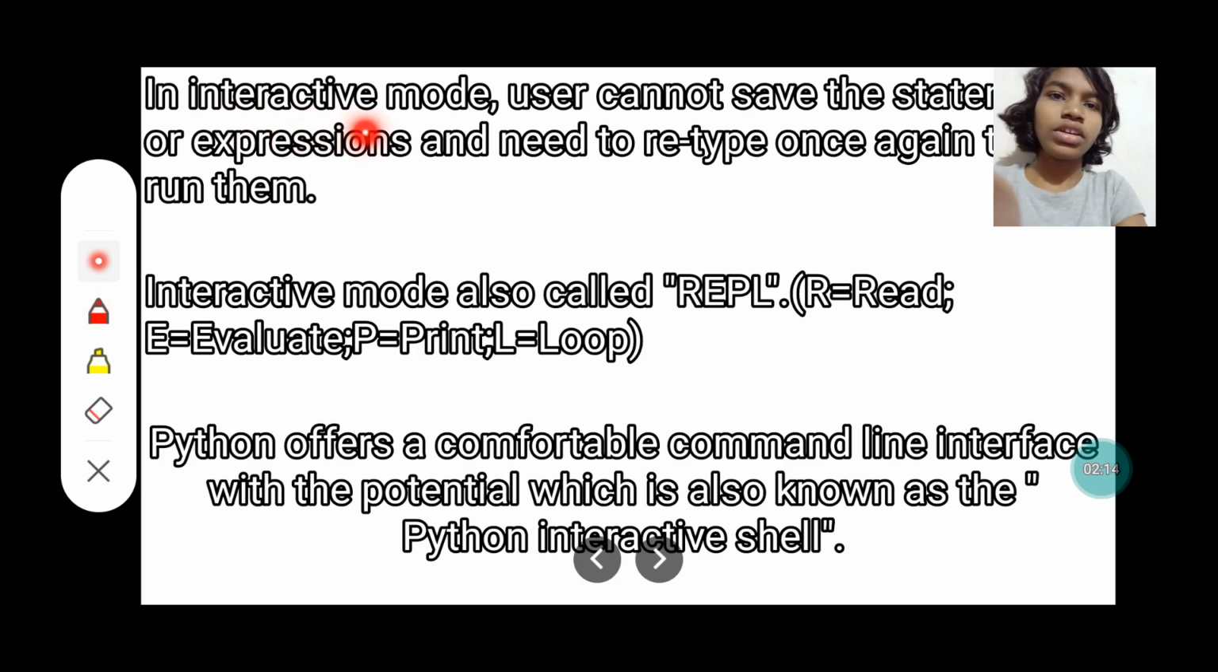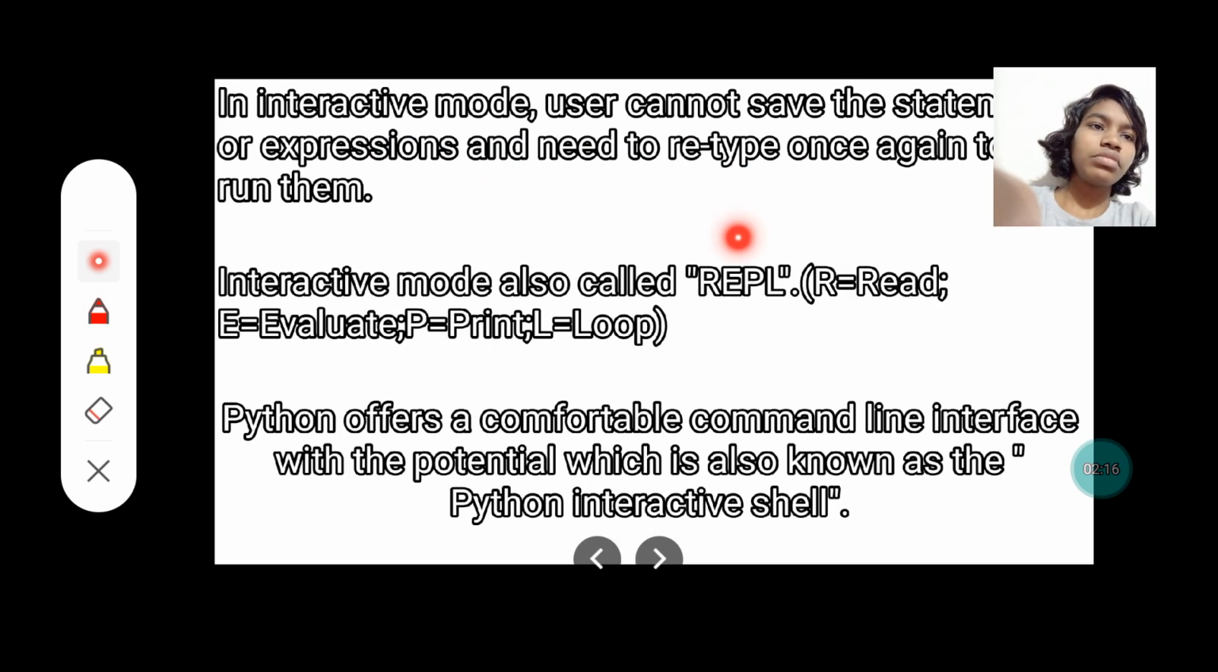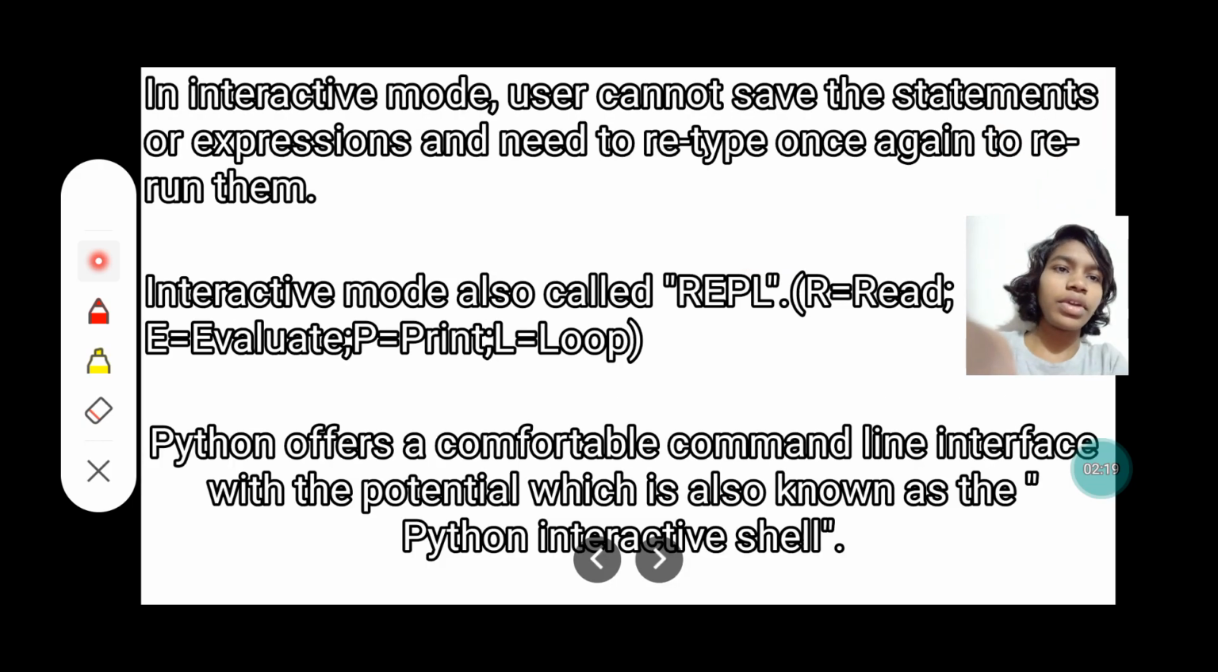As in script mode, we cannot save the statements or expressions in interactive mode. And if we need the same code, then we have to retype once again and rerun the code. Interactive mode is also called REPL, read, evaluate, print loop. Python offers a comfortable command line interface, which is also known as the Python interactive shell.